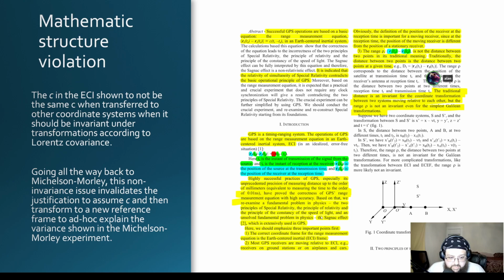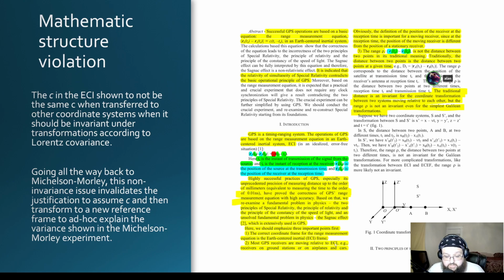The Sagnac effect, which is extensively used in GPS. Here we should emphasize two points. First, the correct coordinate frame for the range measurement equation is the Earth-centered inertial frame. Second, most GPS receivers are moving relative to the ECI ground receive stations.